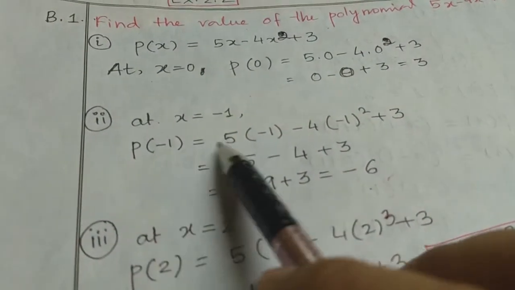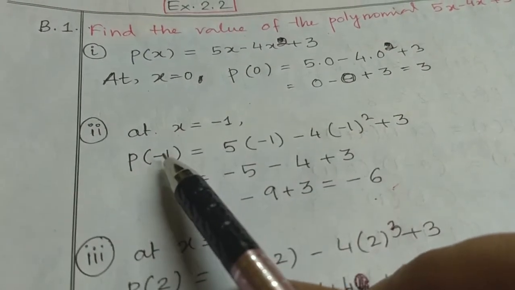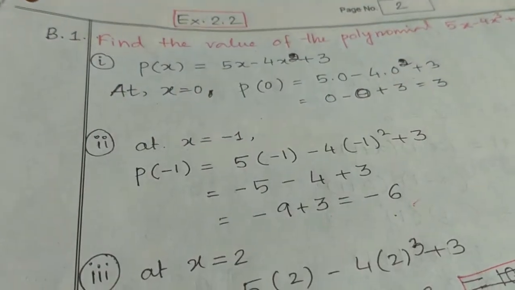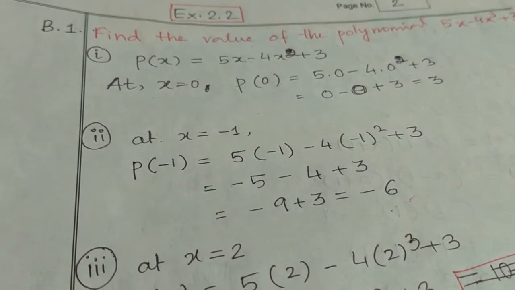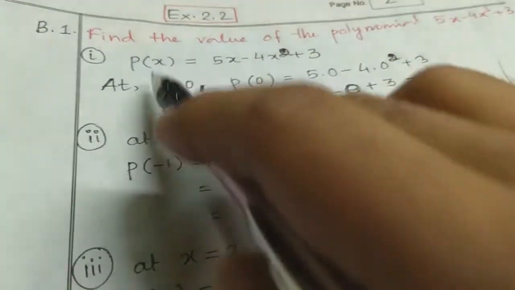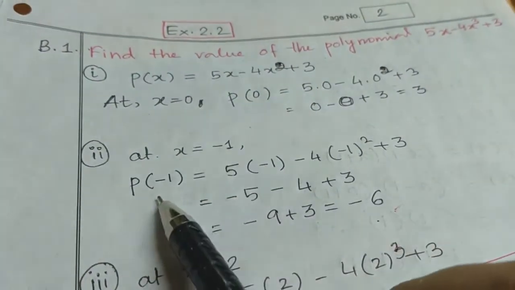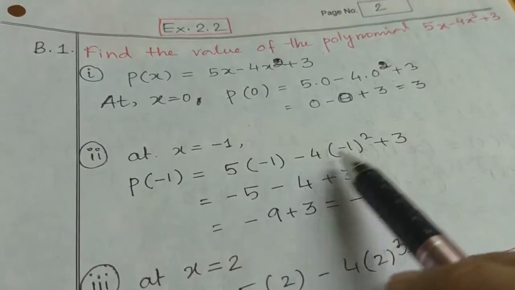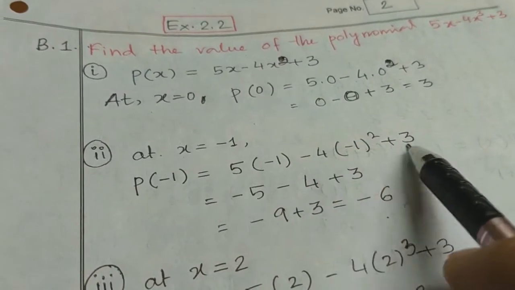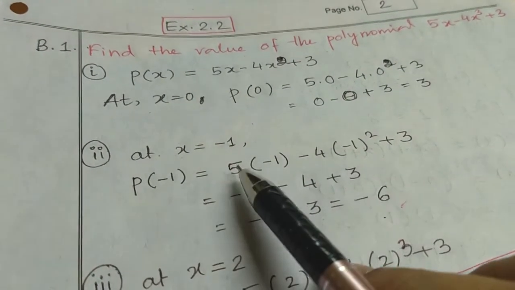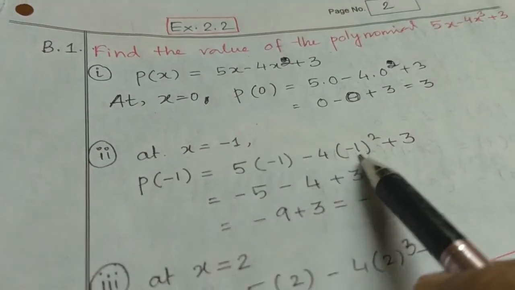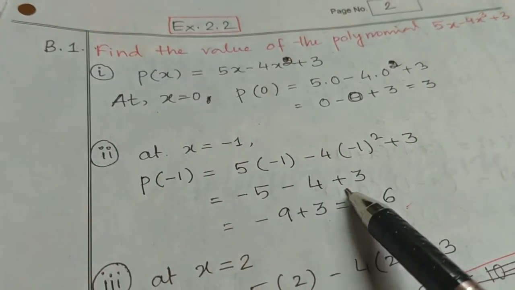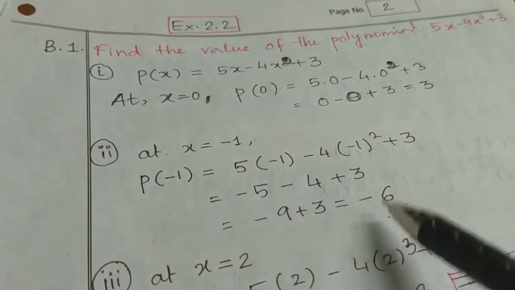Okay. At x equal to minus 1. Look, I'm not repeating the p(x) here, but in the exam you have to write the p(x) here like the first question, because in the exam only one value will be given and one value you have to find. So at x equal to minus 1, I'm replacing x with minus 1. So 5 into minus 1 minus 4 into minus 1 square plus 3. So 5 into minus 1 is minus 5, minus 4, minus 1 square is 1, 1 into 4 is minus 4, and plus 3. So minus 5 minus 4 is minus 9, plus 3 is minus 6.